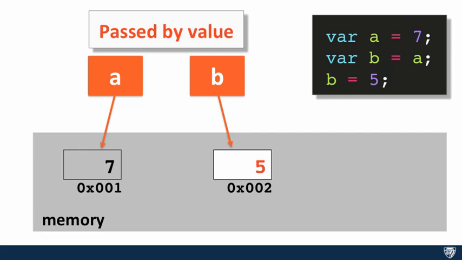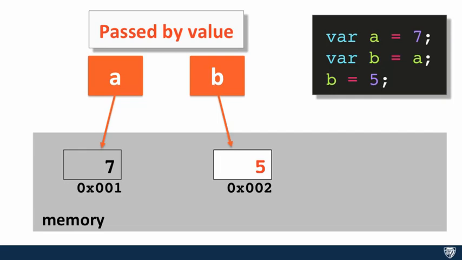So in this scenario, a is still pointing to its original memory location 001, which still has the number 7 in it, and b is now pointing to 002 with a different value. Therefore, a and b really have nothing to do with each other. They were originally copied one into the other, but at this point they are not affecting one another. And this scenario is what is referred to as passed by value or copied by value.